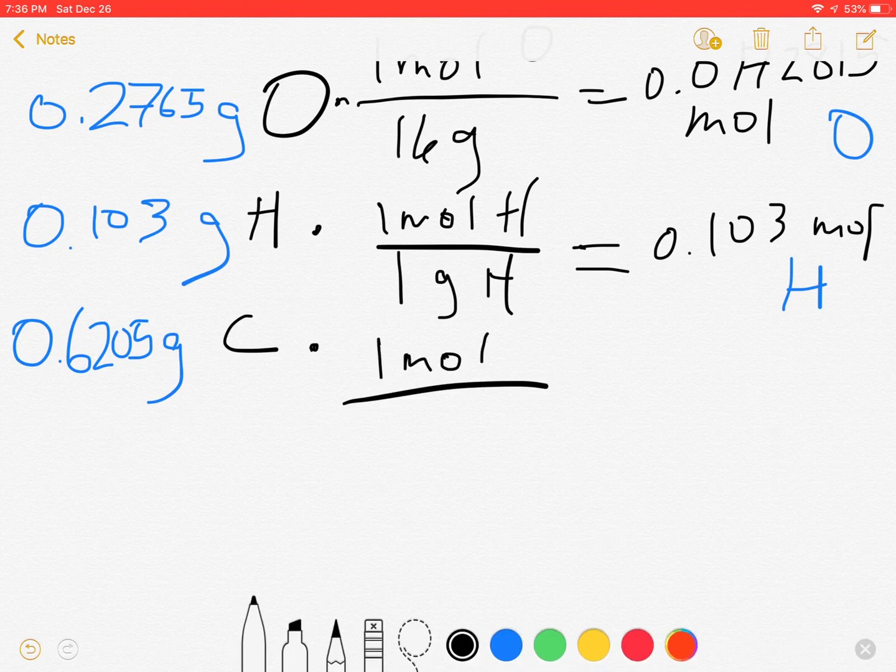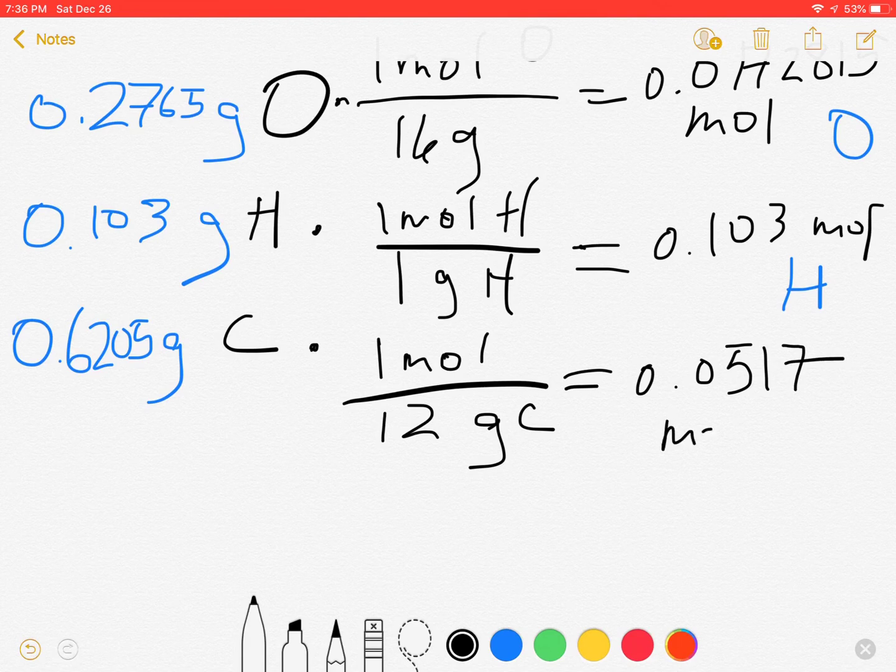So 1 mole of carbon is 12 grams of carbon. And so that equals 0.6205 divided by 12, which is 0.0517 moles of carbon.